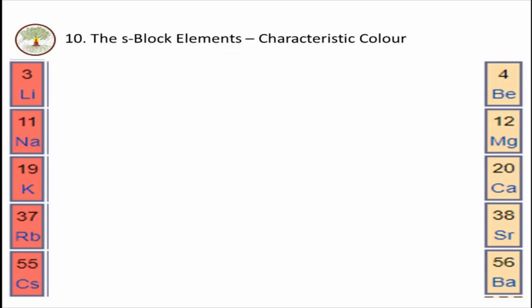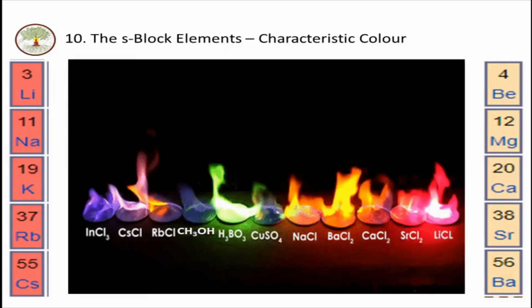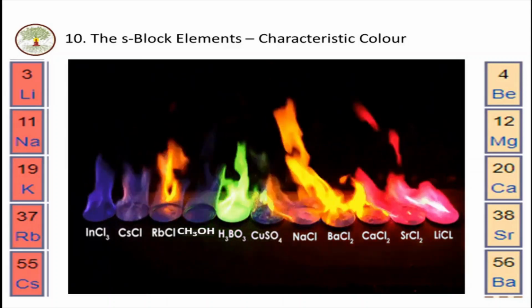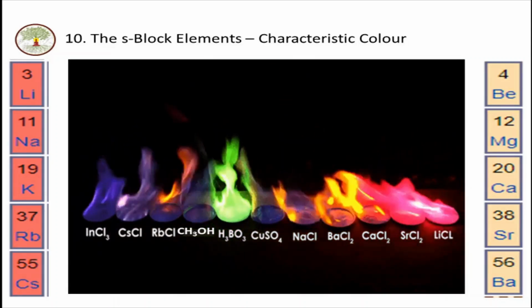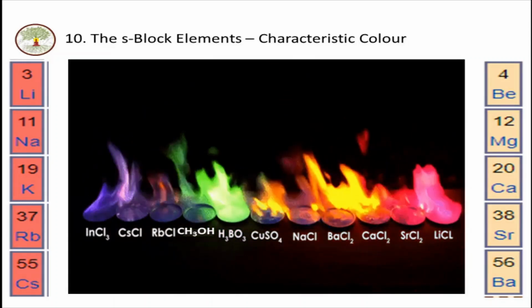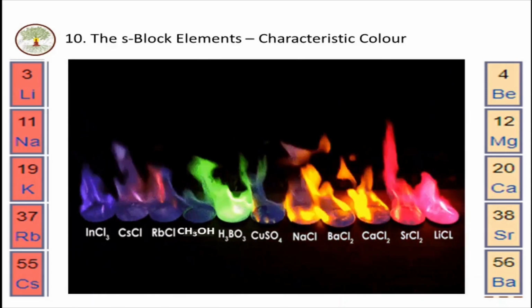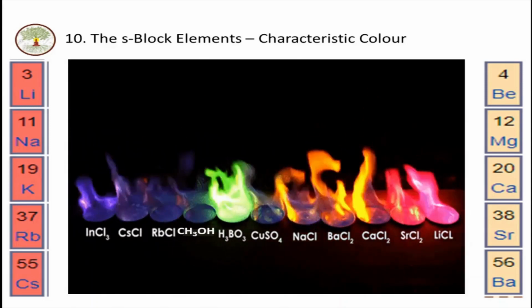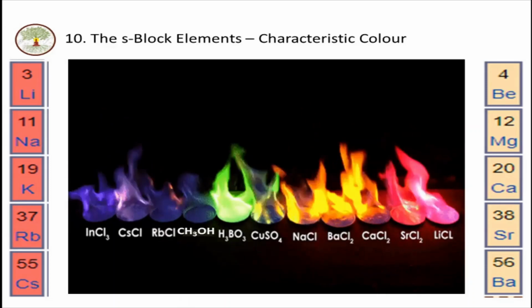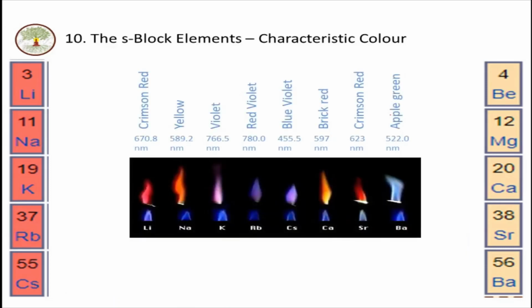The last property that we are going to discuss today is the characteristic color of S-block elements. Characteristic color is an intrinsic property of an element which can be used to identify as well as quantify them. Most of the S-block metals show characteristic color, like lithium gives crimson red color in an oxidizing flame at a peak wavelength of 670.8 nanometer.